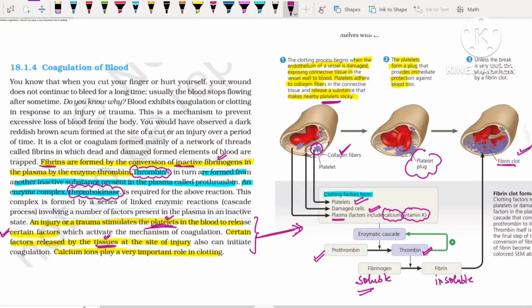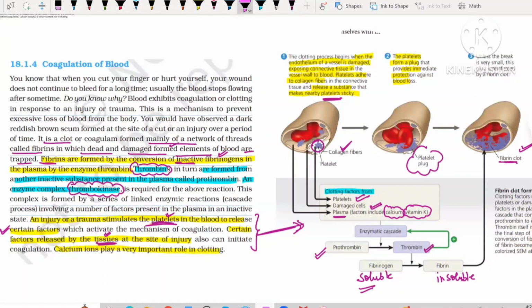So what is a clot? If you see, a clot is nothing but a network of threads called fibrin in which dead and damaged formed elements are trapped. Formed elements like RBCs and WBCs are trapped. Is it clear? And as I told you here also, you require a series of enzyme cascade effects.